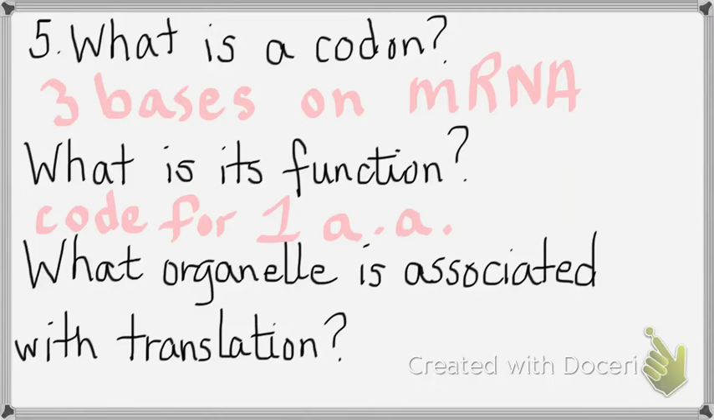Okay, so there's all your codons right there, and then what they code for. So I wanted you to have this, just lock in on this visual as we look at this question. What is a codon? Three bases from messenger RNA. What does it do? It codes for an amino acid.